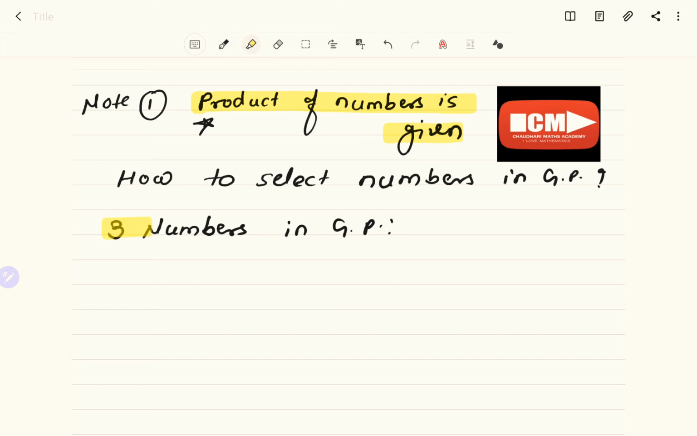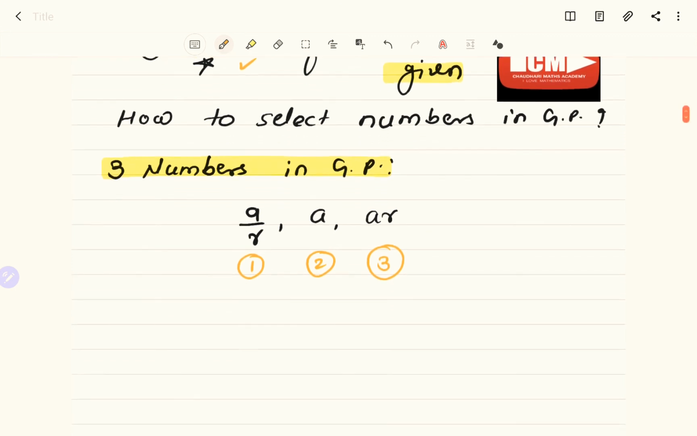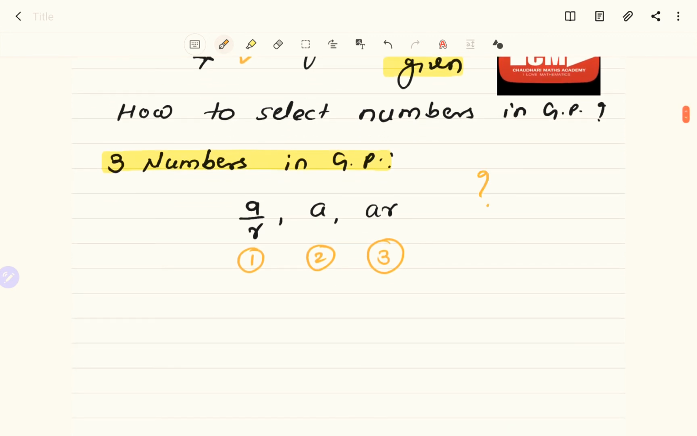of this condition, let's select 3 numbers of geometric progression in this way: A/R, then A, and AR. So please try to understand, this is the first number, A is the second number, and this is the third number. This is the way that you have to select 3 numbers in GP provided the product of all these 3 numbers is given. So what is the reason behind it? Why do we select these 3 numbers in this way?